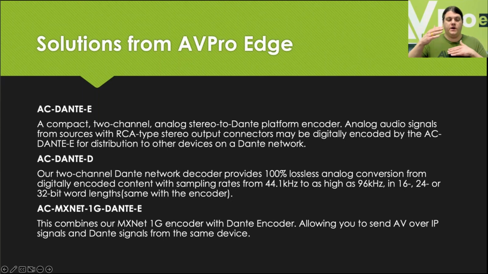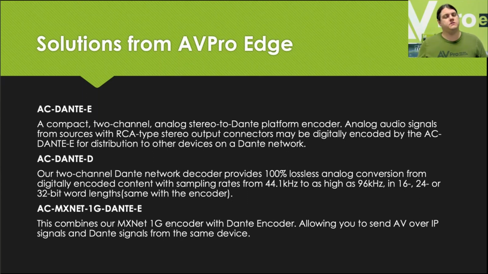It's all the same with the encoder as well. So the encoder and the decoder are able to handle those same specifications. And then with the MXnet 1G Dante encoder, this unit right here, this is just this encoder, except we placed it into our MXnet 1G unit. If you are familiar with AV over IP, this is a way to send audio and video signals over the network, and AVPro Edge's solution is called MXnet. Our 1G solution has this Dante built in.